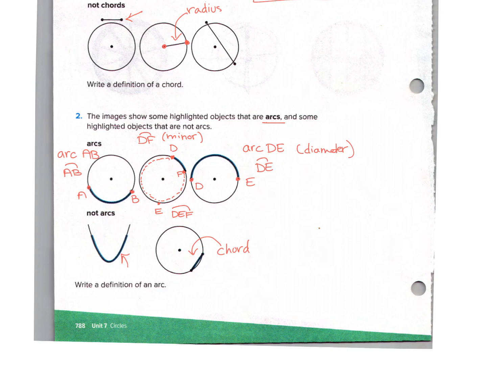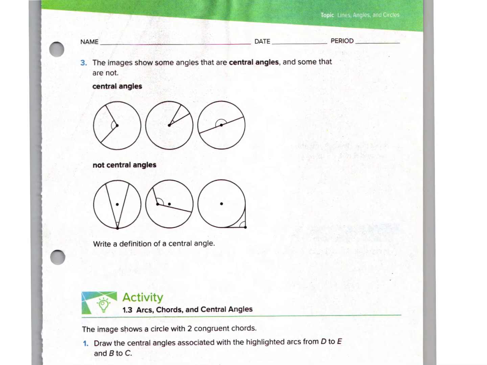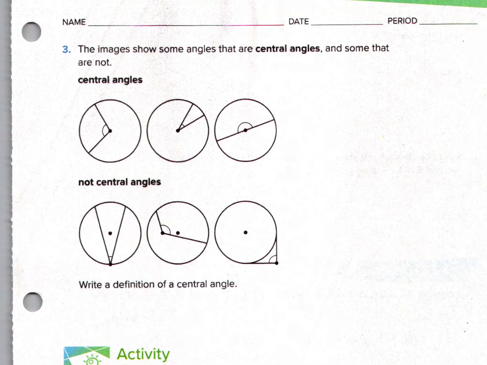Let's take a look at the next page. So on this page, we're going to start learning some vocabulary about our circle's angles. First of all, we have a central angle. A central angle has its vertex on the center. So in this picture, you'll see all 3 angles have their vertex on the center.